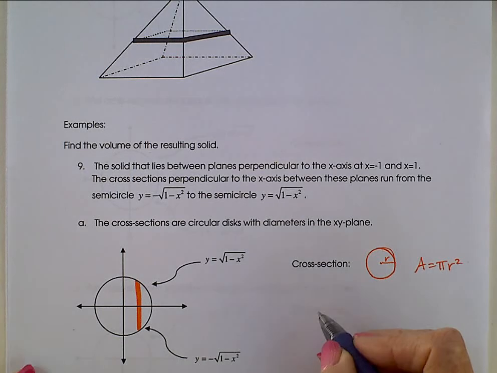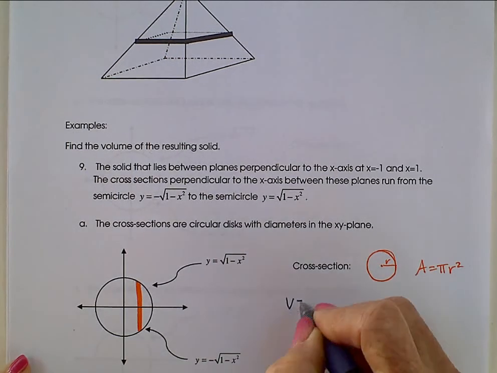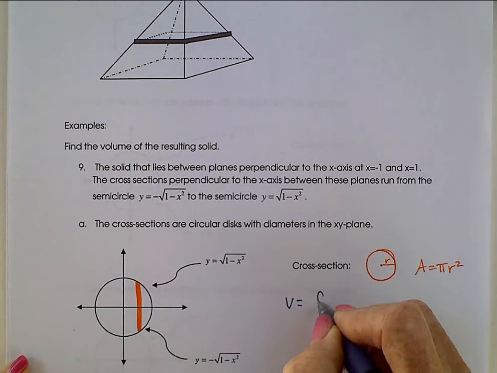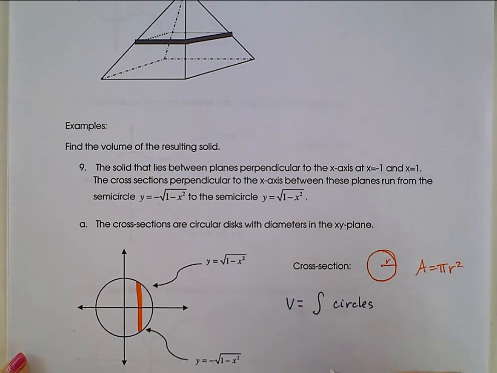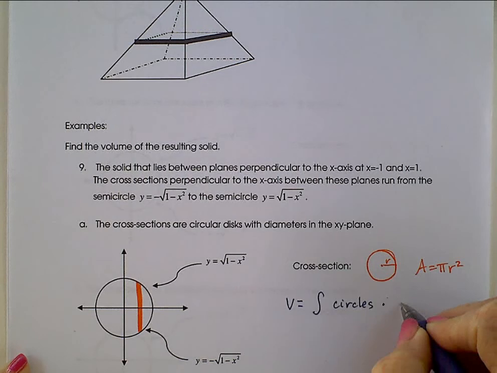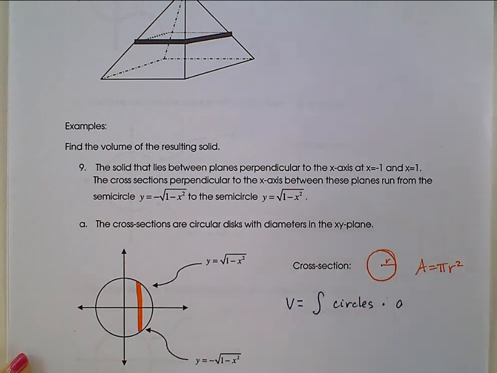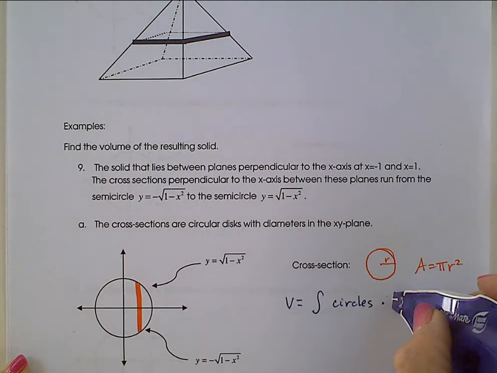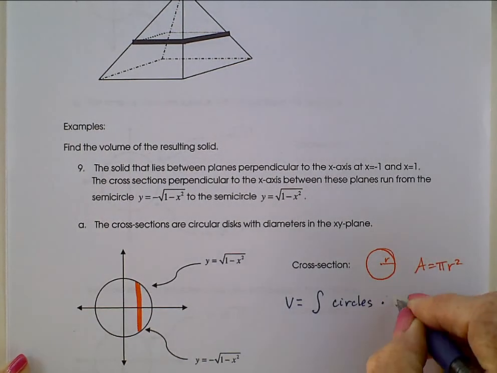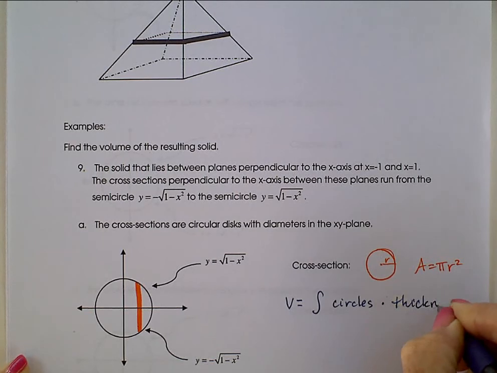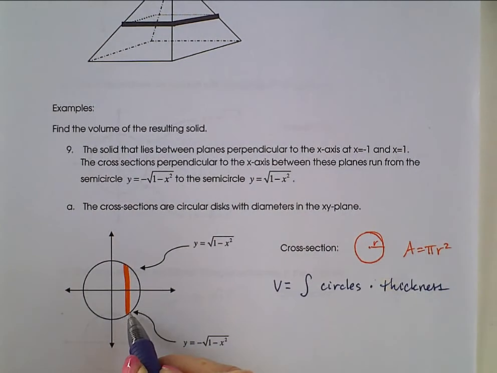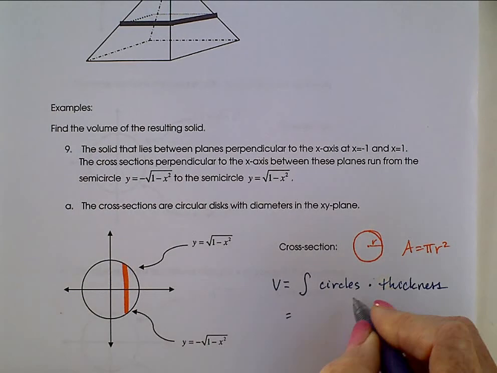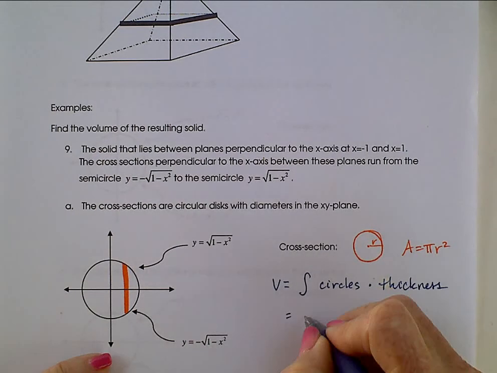When we look at this then, to find the volume, we are going to need to add up a bunch of circles times thickness. All right, when I look at the way I'm slicing through, that thickness is a dx, and the area of a circle is pi r squared.